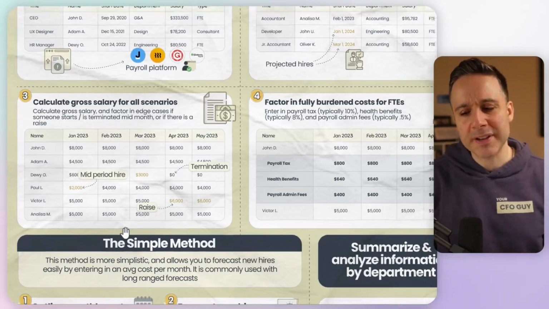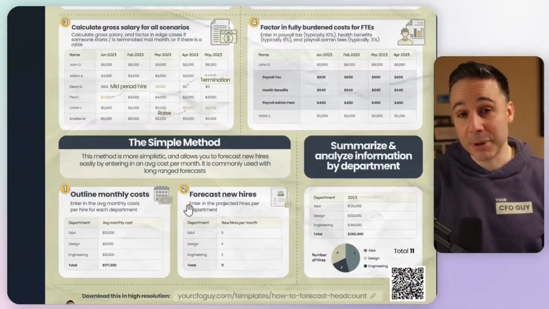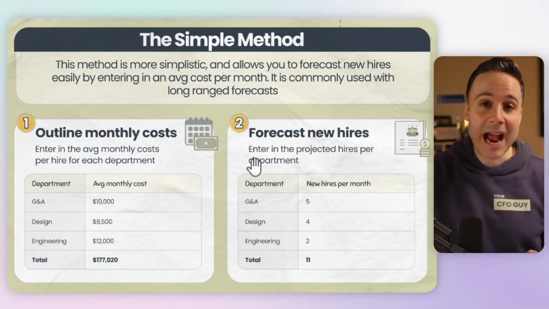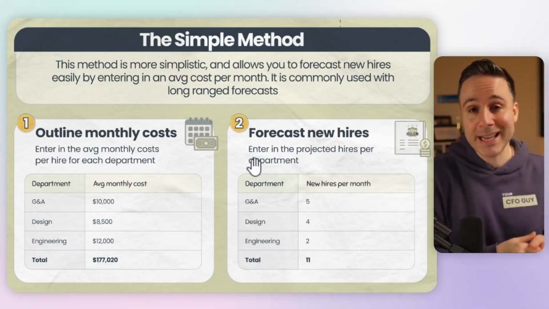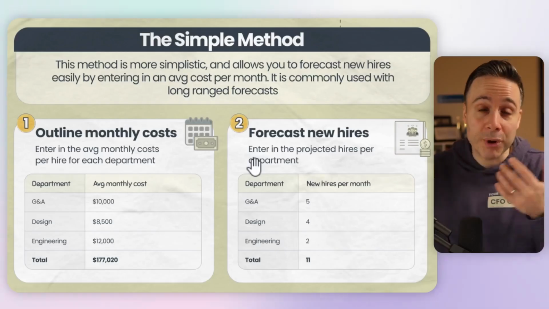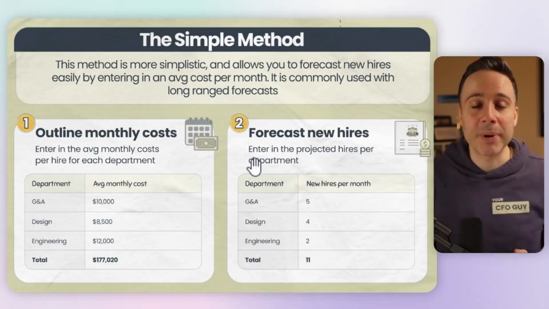You could simplify this information with what I call the simple method by just outlining how many hires you plan on hiring, the average cost by department, and simply multiplying the average hires that you plan on hiring by the average cost per department. That'll then get you your total payroll cost.